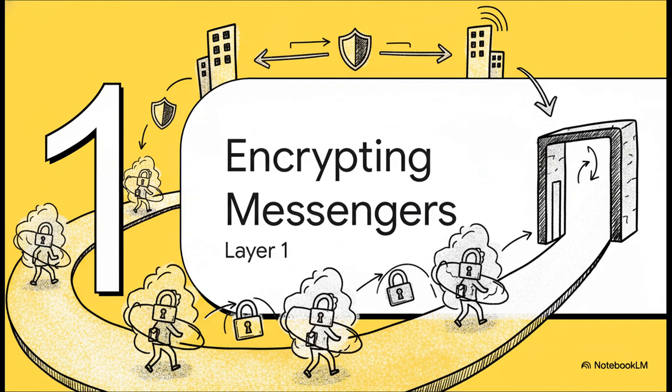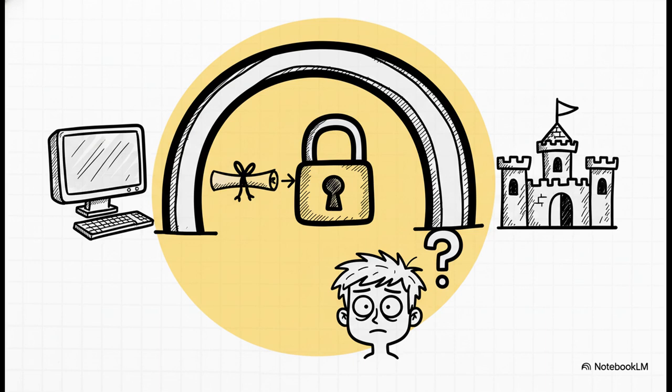All right, first things first. Our initial line of defense, it's not actually the castle gate itself. Nope, it's the road leading up to it. We have to protect the messengers, the data packets, that are zipping back and forth between the client and our server. Because, let's be real, if anyone can just read those messages, then all our other defenses are pretty much useless. And this is exactly where HTTPS, powered by something called Transport Layer Security, or TLS, comes in.